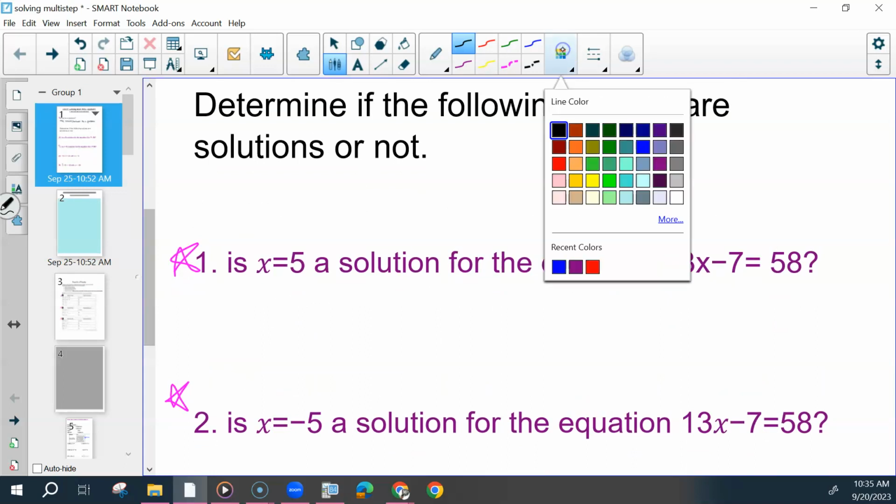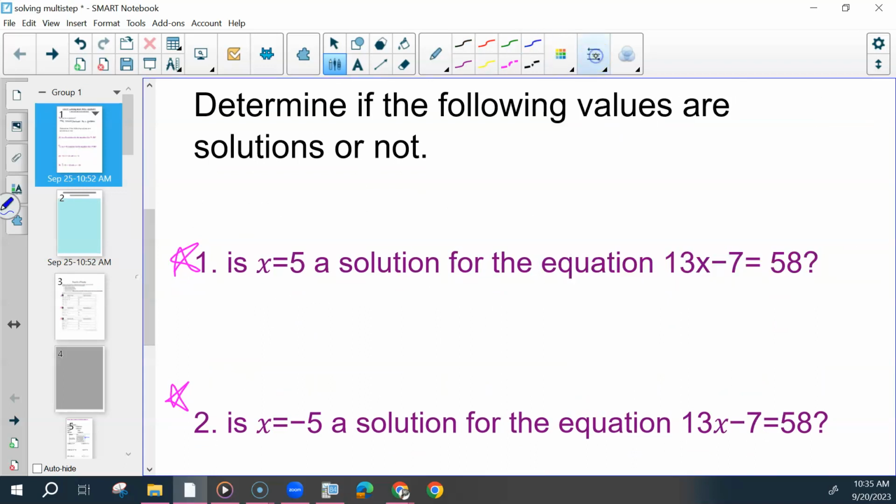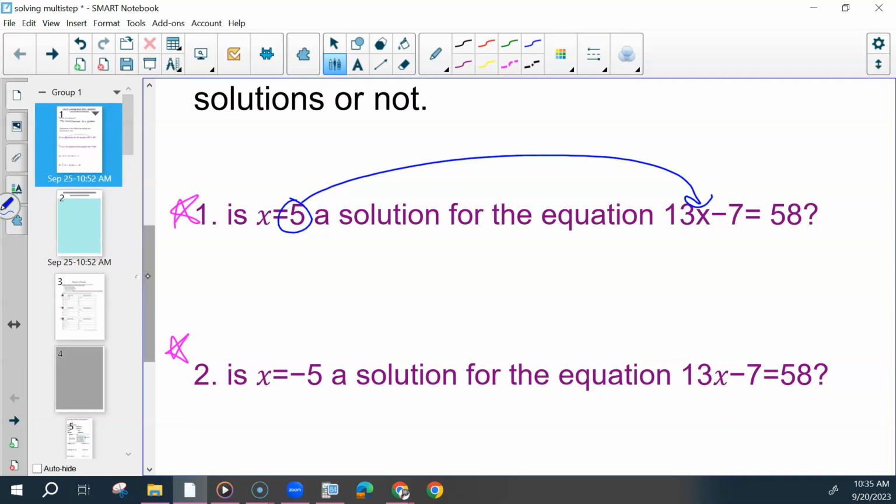So I could put 5 back in for x. You don't need to draw these arrows, you can if you want. And figure out, is it true or is it not? Alright, so this is kind of like when we were evaluating, x equals something, we put it back in. We're doing the same thing, but now it's with solving.